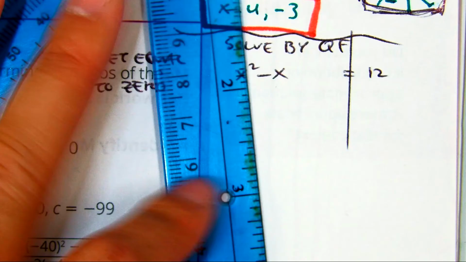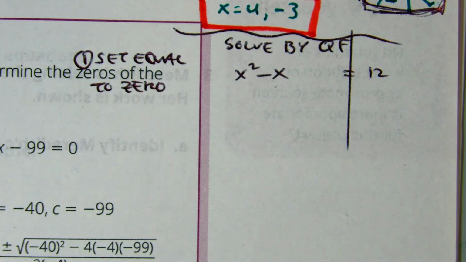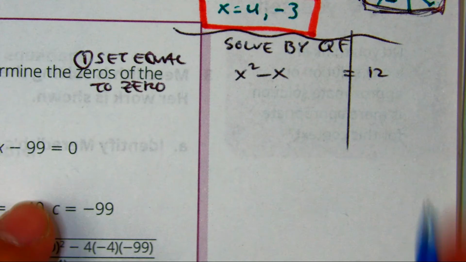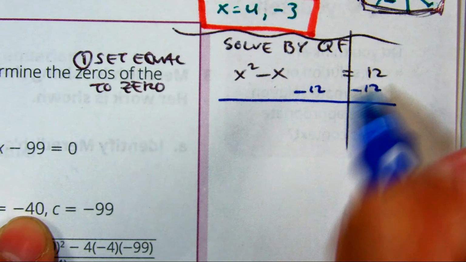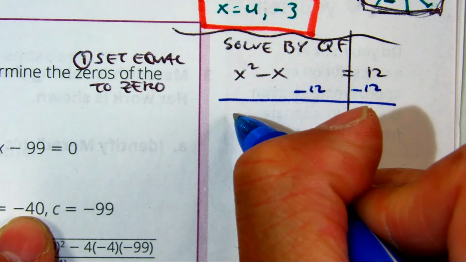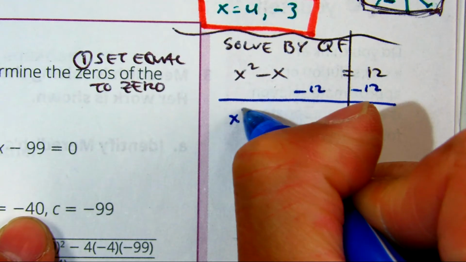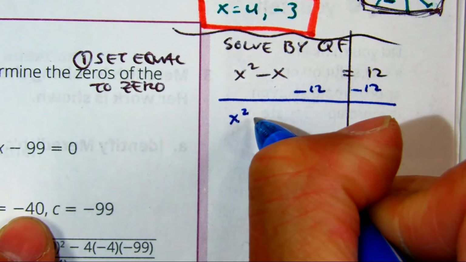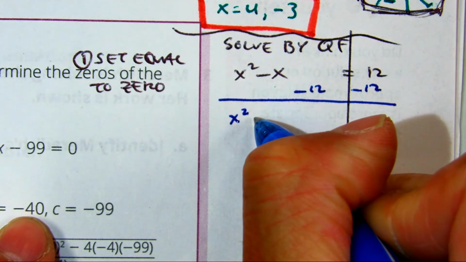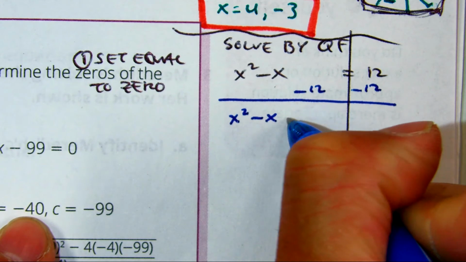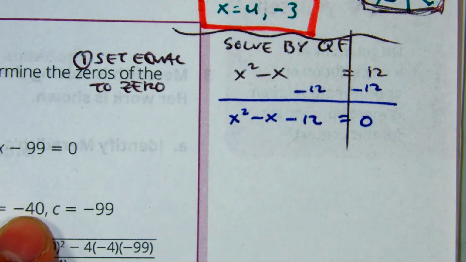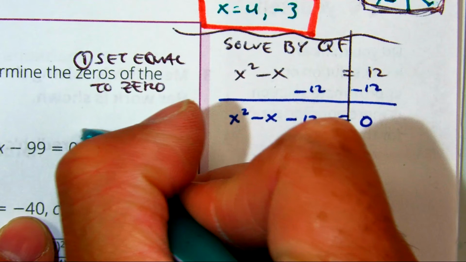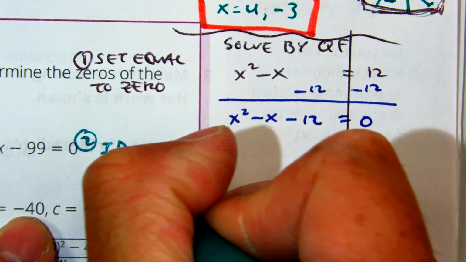So class, what's the first thing we're going to do? Let's subtract 12. Let's make it equal to 0. Class, what's left? X squared. You guys tell me. Come on. Equals 0. Okay. Second thing you're going to do is identify your A, B, and C.